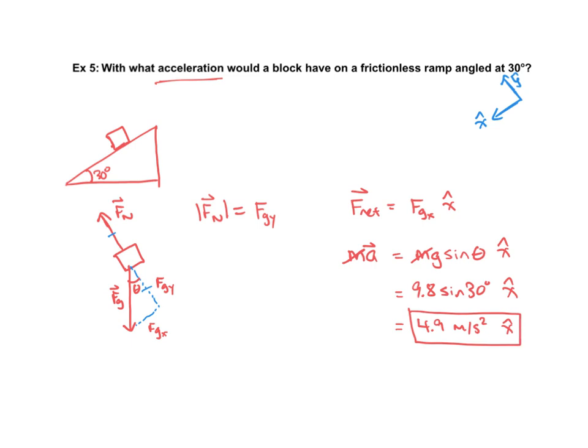Actually, if I go back a couple of steps, this is always going to be the acceleration on a frictionless ramp. I'll just write at the bottom here. Acceleration is always going to be g sine theta for a frictionless ramp with no applied forces, no other forces. It's just gravity and normal force.